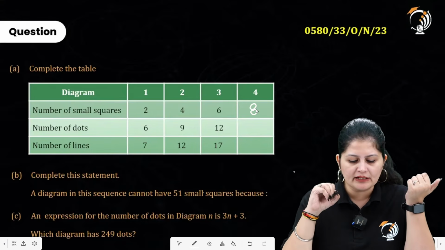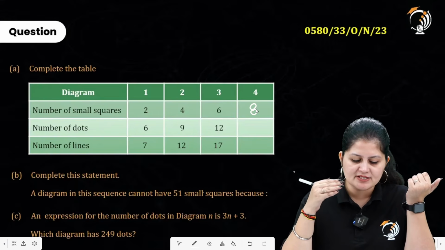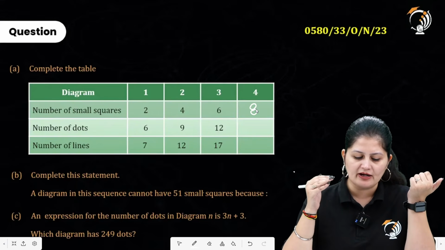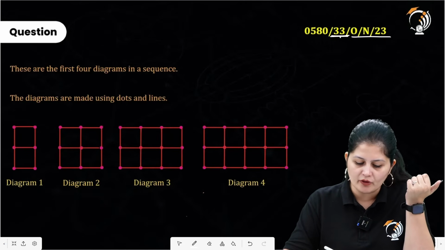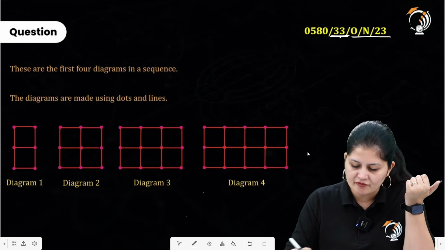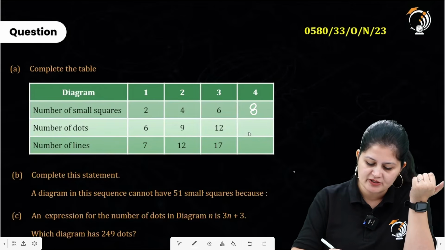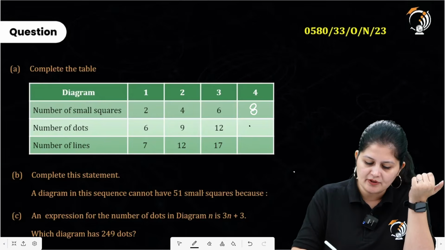Now if we talk about the number of dots, it goes as 6, 9, 12, and further, what we will be observing here is the number of dots when n is equal to 4 is going to be 15. Yes, so we'll just fill this box with the number 15.